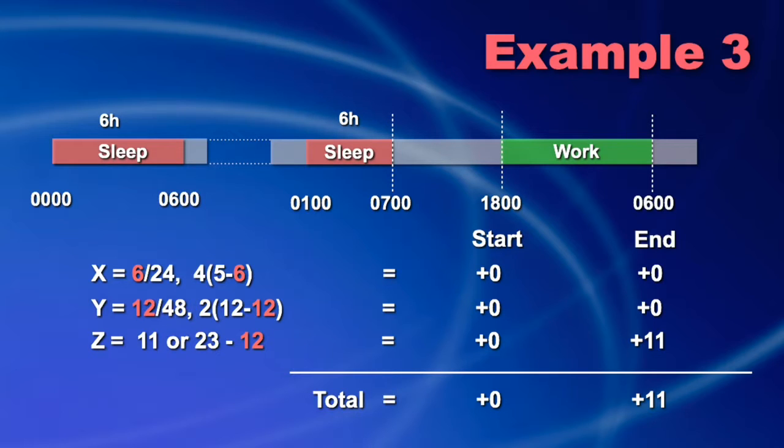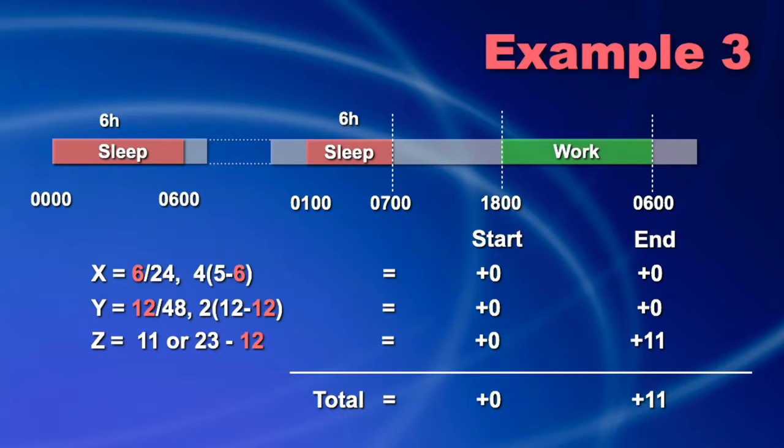Again, if we look at the calculation at the start of the shift, that individual has had 6 hours in the prior 24. 6 is above the threshold value 5, so there are no additional points for sleep in the prior 24 hours. The Y value, that is sleep in the prior 48 hours, has gone up to 12, and therefore 12 is at the threshold, so there are no additional points associated with the Y value.